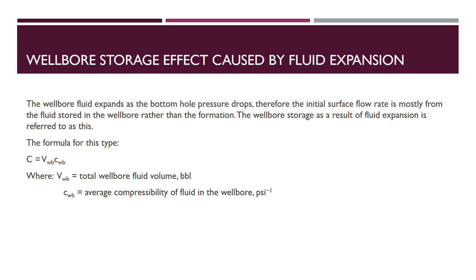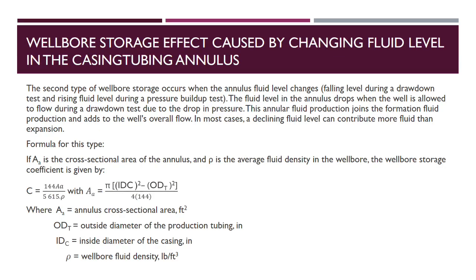The formula for this type is C is equal to V sub WB times C sub WB, where V sub WB is equal to total wellbore fluid volume and C sub WB is the average compressibility of fluid in the wellbore. The second type of wellbore storage occurs when the annulus fluid level changes, falling during a drawdown test and rising during a pressure buildup test. The fluid level in the annulus drops when the well is allowed to flow during a drawdown test due to the drop in pressure. This annular fluid production joins the formation fluid production and adds to the well's overall flow. In most cases, a declining fluid level can contribute more fluid than expansion.